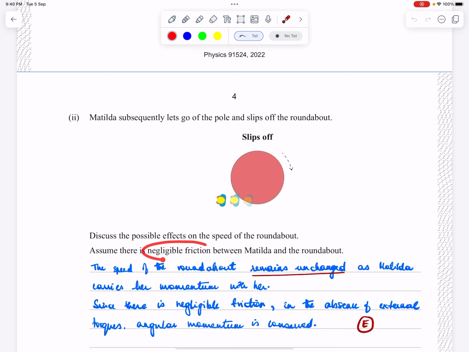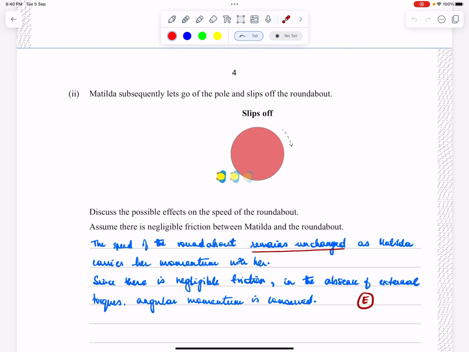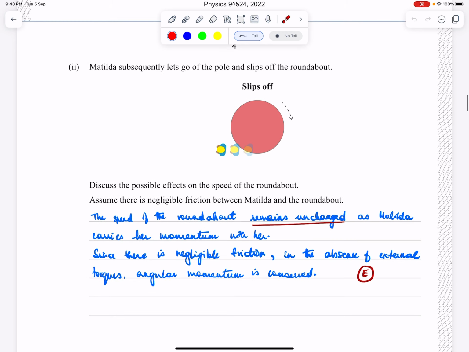If there's negligible friction, there's no external force. Because of no external force, momentum is conserved. So the speed of the roundabout remains unchanged, and Matilda just carries her momentum with her. So it'll just keep going at the same speed.